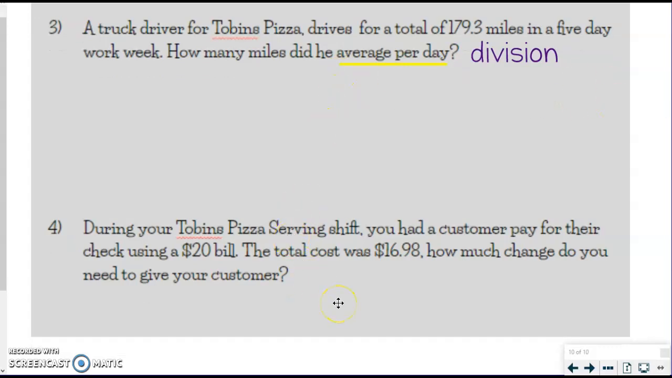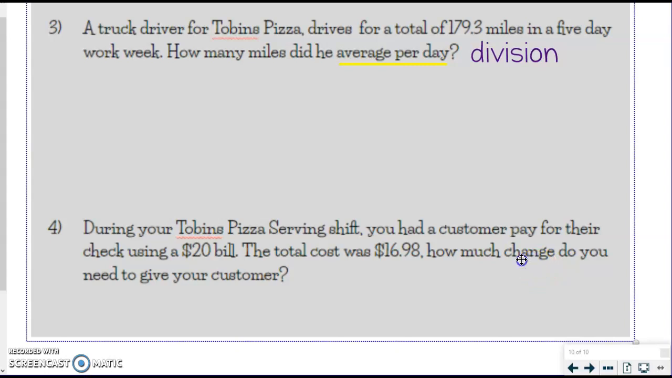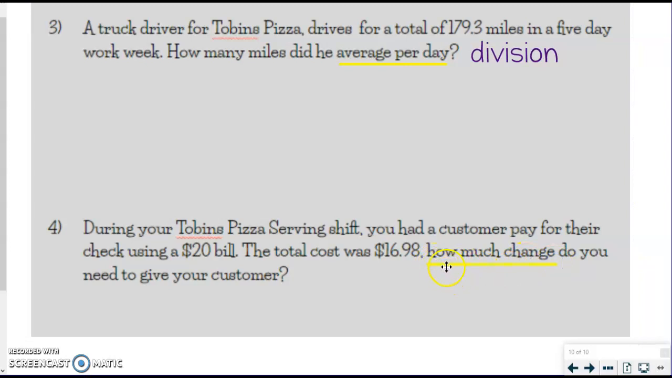Last one here. During your Tobin's Pizza serving shift, you had a customer pay for their check using a $20 bill. The total cost was $16.98. How much change do you need to give your customer? So yes, they have the word total in here, but this keyword of how much change is really key. Where did my underlining go? Oh, sorry. Oh, there we go. How much change do you need to give your customer? So this is going to be a subtraction problem. Anytime you're dealing with change, it's going to be subtraction. You're taking that 20 minus your $16.98 to see, after they paid it, what change do they get back.